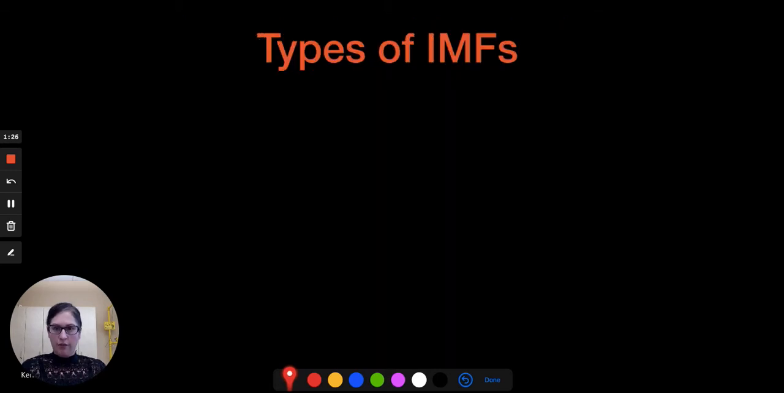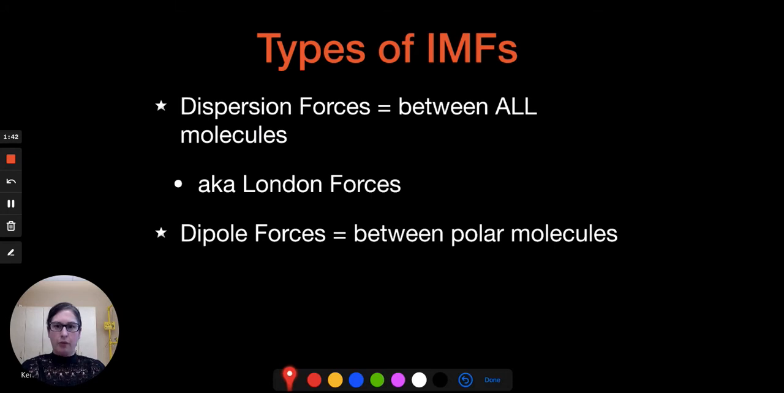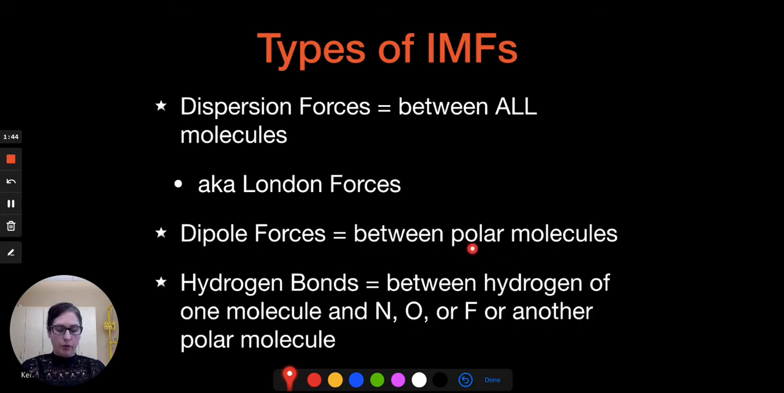The first one, our dispersion forces, are between all molecules. So no matter what, if we have molecules together, they're going to be experiencing some dispersion forces. The second one is our dipole-dipole force, and it's between polar molecules. And then finally, hydrogen bonds. Hydrogen bonds are between polar molecules, but specific polar molecules.